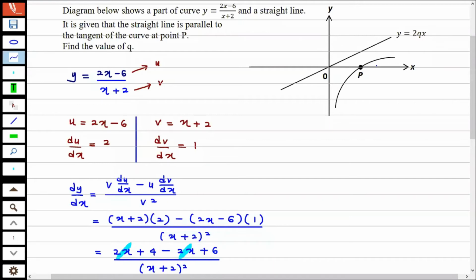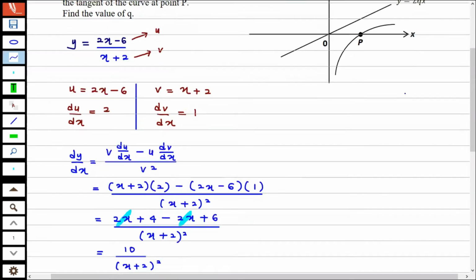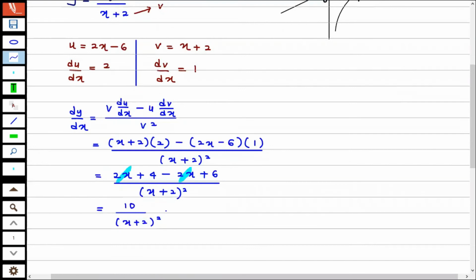Okay, guys, let us move on to calculate the gradient. Now this is called the gradient function. So you need to substitute the value of x so that you will get the gradient. So I need the value of x.